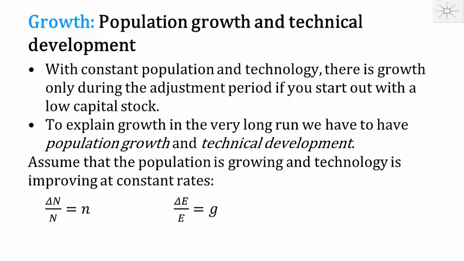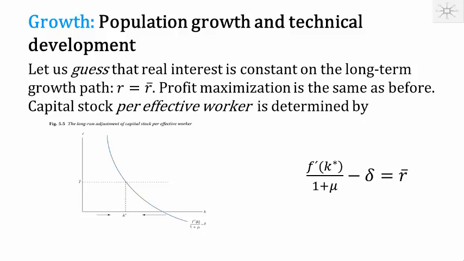So we now go to our second case, where instead of assuming constant population and technology, we assume that population grows at a constant rate, little n, and technology improves at a constant rate, little g. And these are again measured so that if there is 2% improvement of technology each year, then little g equals 0.02.